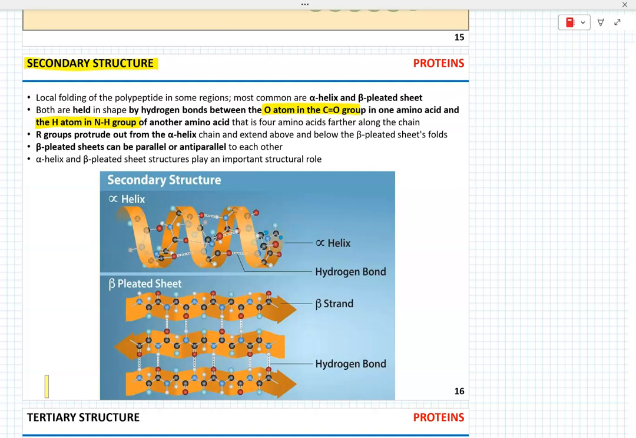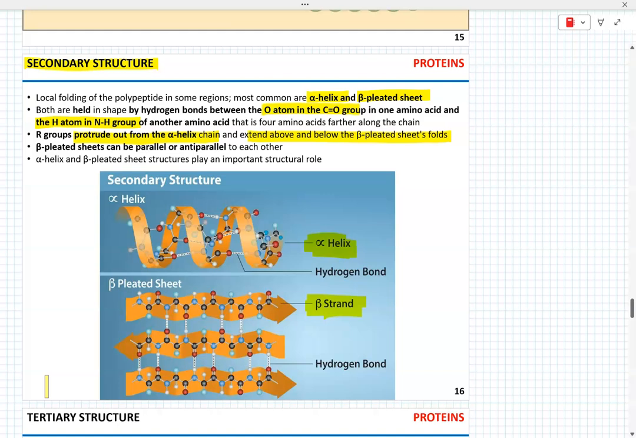The two most common structures that you need to know that represent the secondary structure of a protein are alpha helices and beta pleated sheets. So you can see an alpha helix on top and a beta sheet on the bottom. When an alpha helix is formed, R groups, or side chains, protrude out of the helix and extend above and below. In the beta pleated sheets, side chains stick up or stick down.